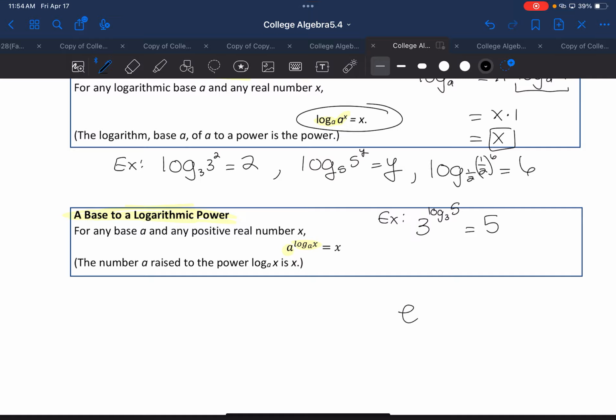If I had e to the ln of x power, this would just be equal to x, because technically ln is log base e. So this is very useful, especially if you go to higher maths. You'll be using that to solve equations a lot. So anytime you have e raised to the ln of x, it's kind of like they just cancel each other and it's just equal to x.